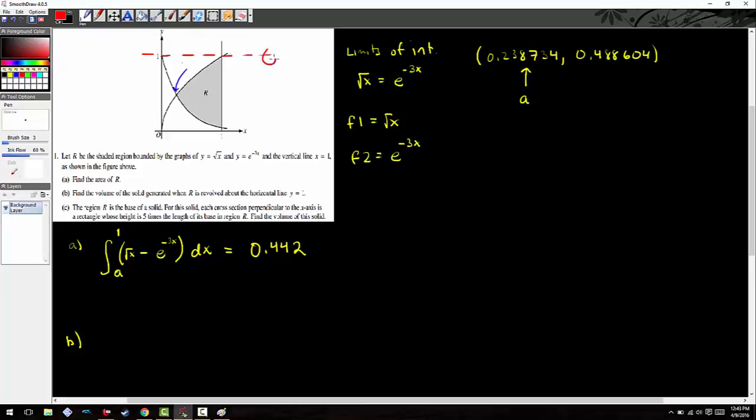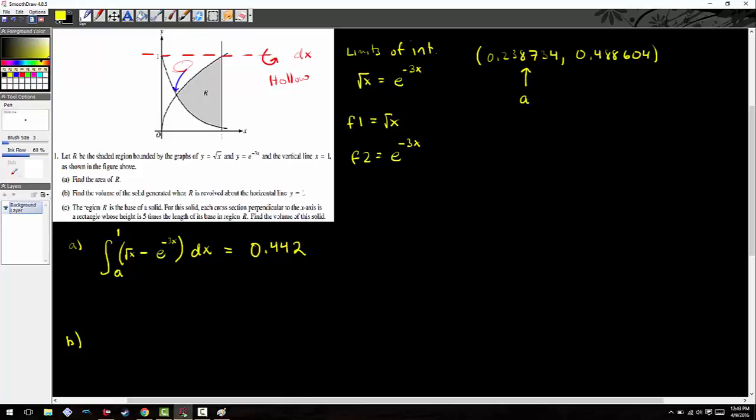It's going to go like this. Since I'm rotating it about a horizontal line, this is most definitely going to be a dx integral. And when I rotate this thing, I'm going to get this open space here, which means this thing is also going to be hollow. So I've got to keep that in mind. How does that impact my integral?